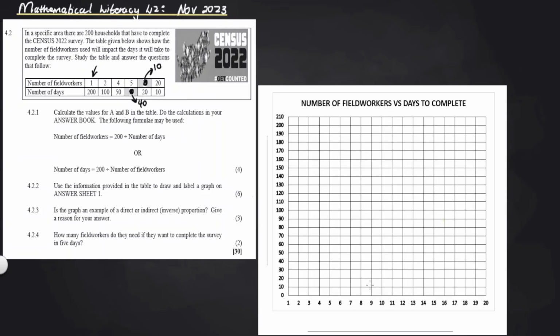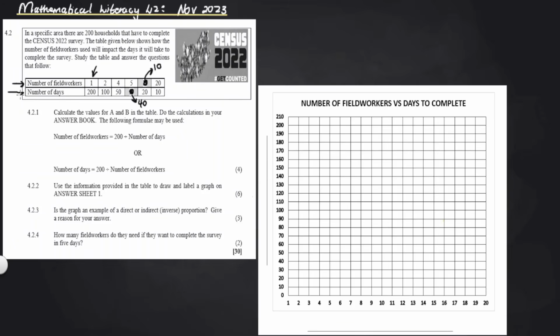Now, remember, this is what you have to keep in mind whenever you plot a graph. Number 1, you need to spot the independent variable. Number 2, you need to also spot your dependent variable. Now on that table, how do you figure out which is the independent variable and which is the dependent variable? Just think about it for a moment.